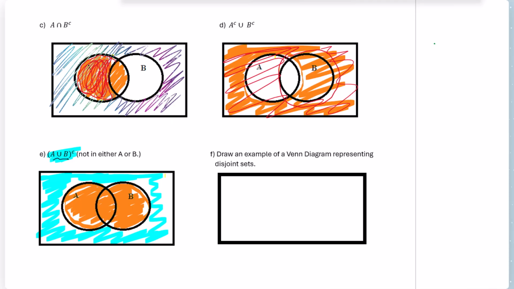All right, next up, we're asked to draw disjoint sets. Remember, disjoint sets share no intersection, nothing in common. So that would be one set and another set. Those are both examples of disjoint sets.